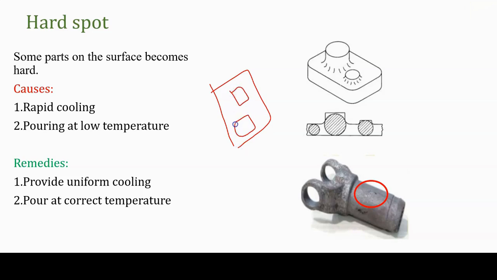So our accumulation of particles will be much higher like this, right? This happens due to rapid cooling of the material and pouring at a lower temperature. So you should maintain the molten material temperature very constant. This can be avoided by pouring at a uniform cooling rate and pouring at the correct temperature.